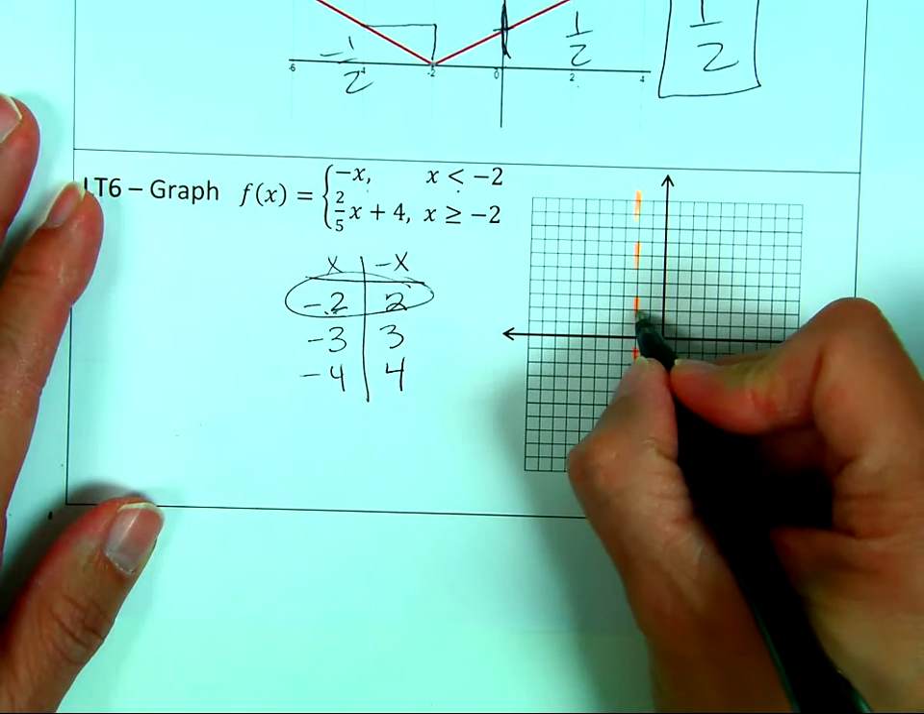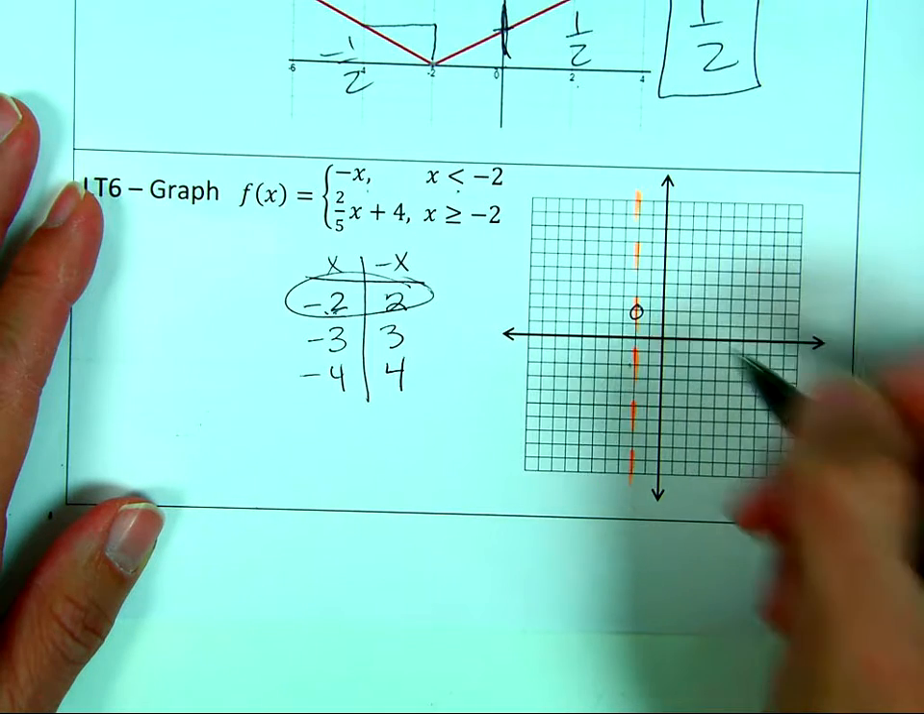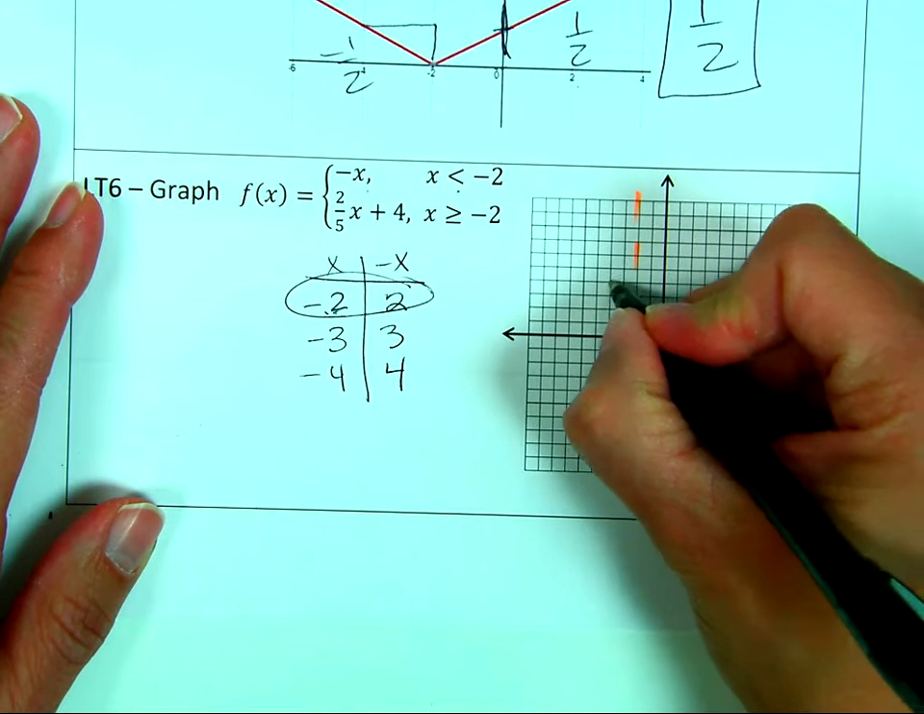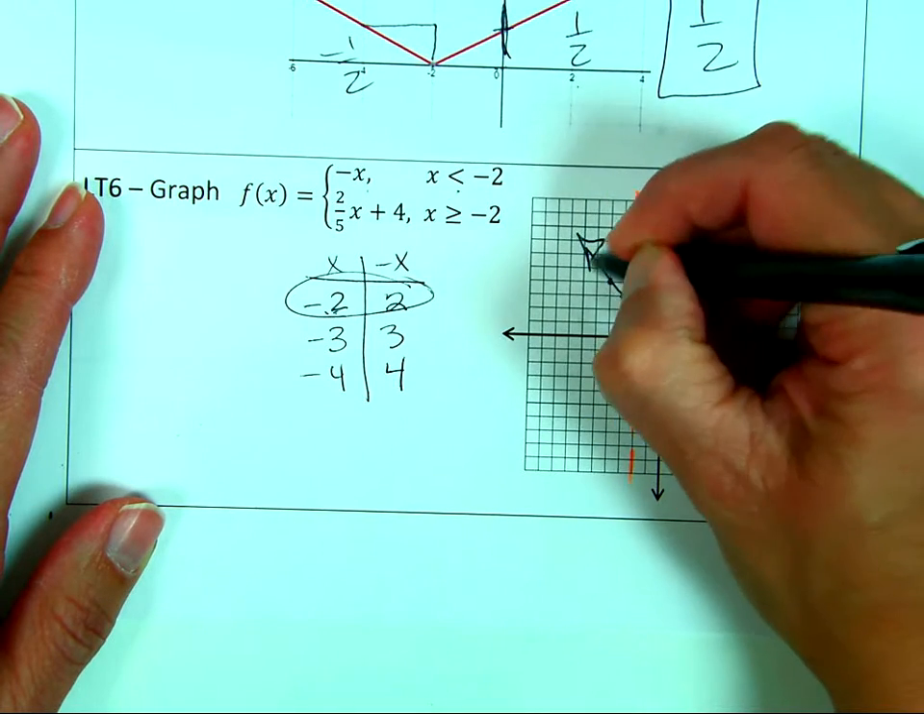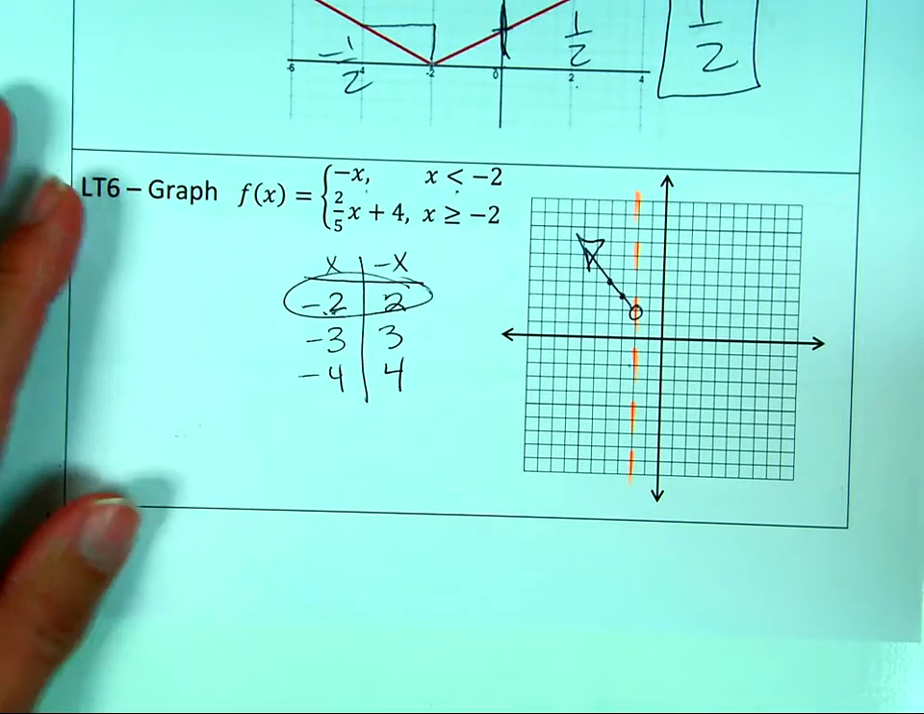So I'm right on the line and I put an open circle. And then I go to -3, 3, -4, 4. And I have a line that goes like that. And then I'm going to graph the other function.